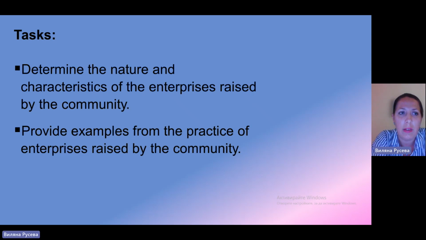One of the tasks connected with community-based enterprises is first to determine the nature and characteristics of the enterprises raised by the community, and in second place, to provide examples from the practice of enterprises raised by the community. But before that, let me show you a video from Bulgaria, a typical community-based enterprise from the western part of Bulgaria. Enjoy the video.